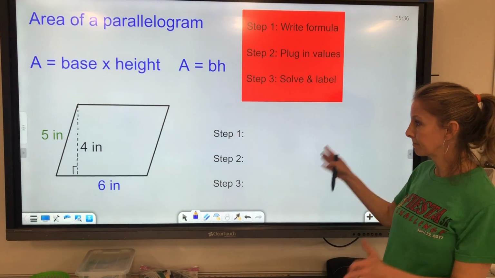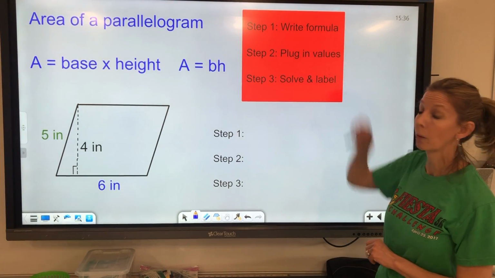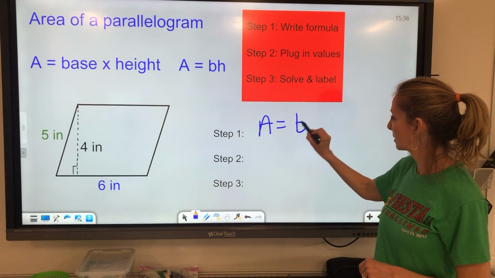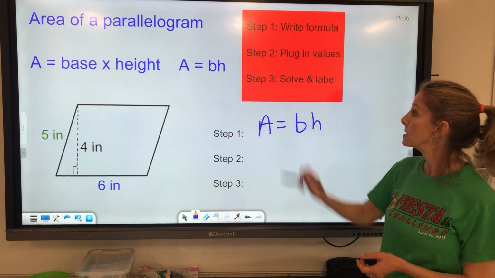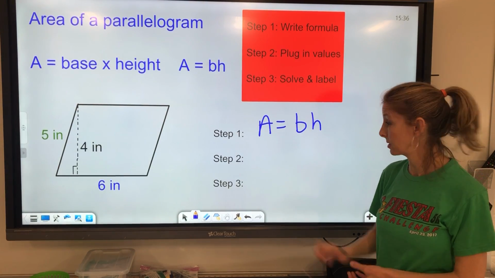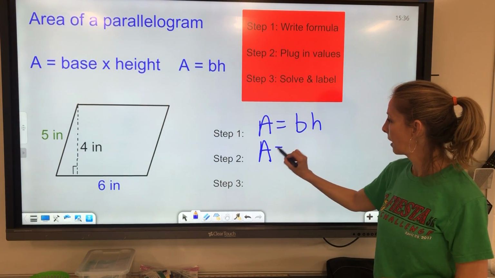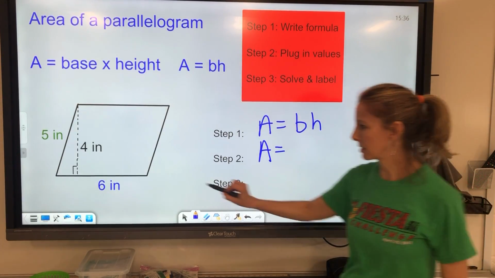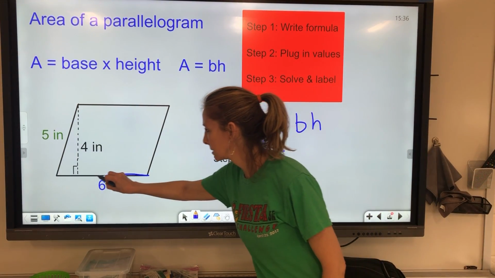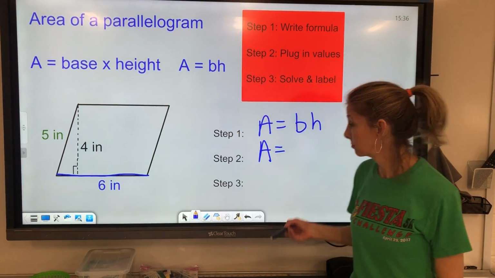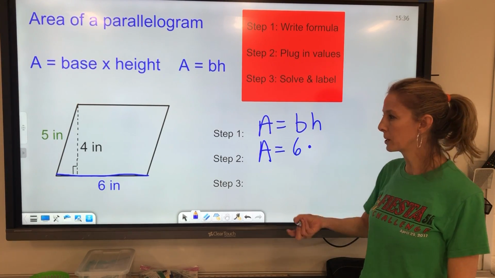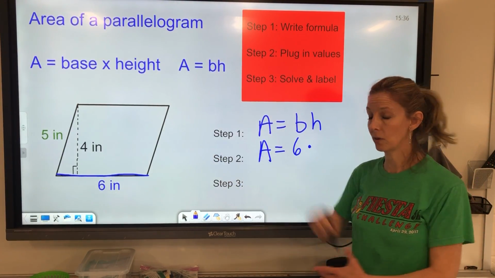All right, well, let's back up here. Step 1, write our formula. Area equals base times height. Step 2, plug in our values. Okay, area equals the base. Well, that seems pretty obvious, right? The base is this bottom line right here, so 6. Okay. But the question is, which number is the height? Is it the 5 or the 4?